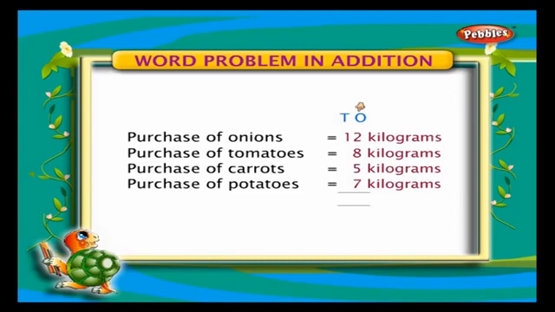Add the ones column. 2 plus 8 plus 5 plus 7, we get 22. Write 2 below the ones column and carry over 2 to the tens column. Now add tens. Carry over number 2 plus 1 is equal to 3. Write 3 below the tens column. Total weight of vegetables purchased by the greengrocer is 32 kilograms.